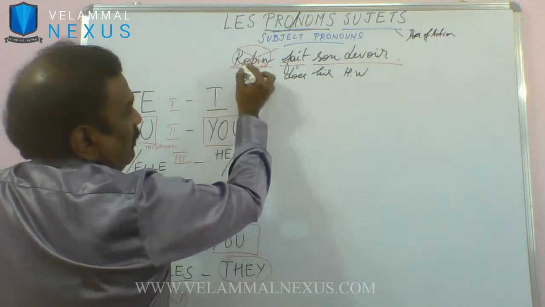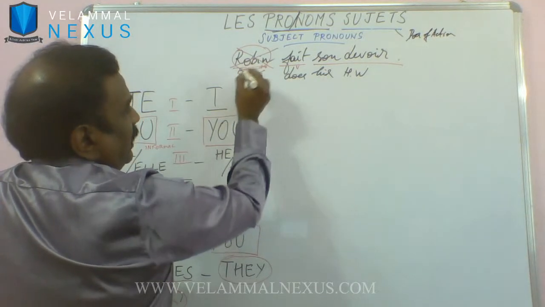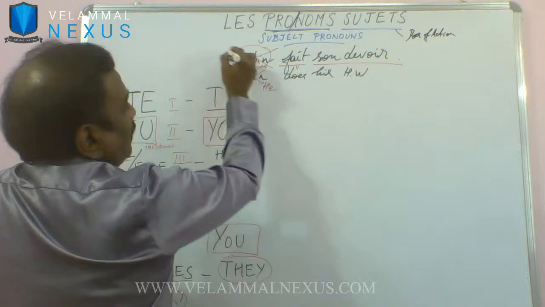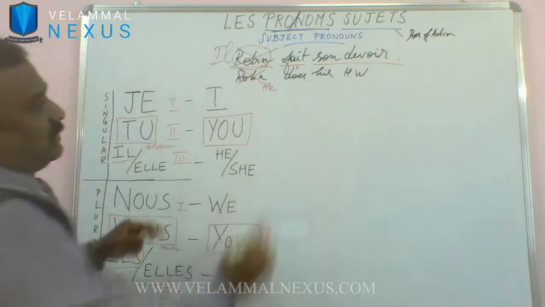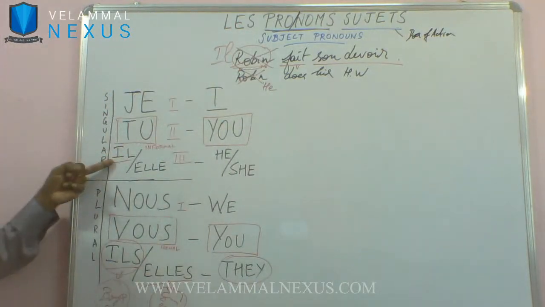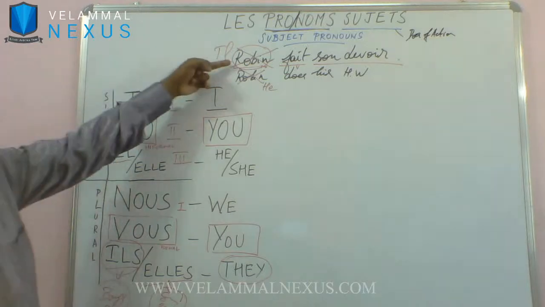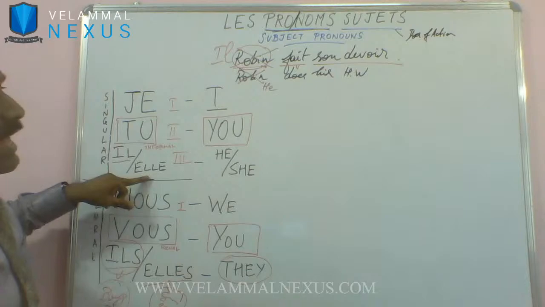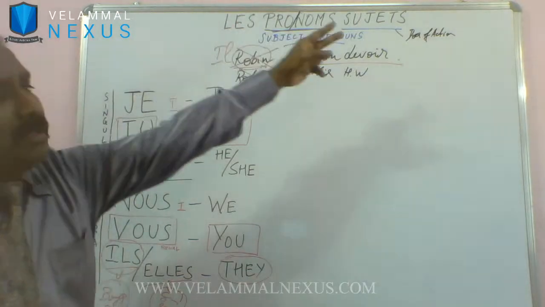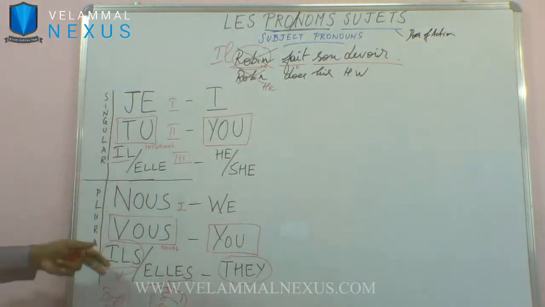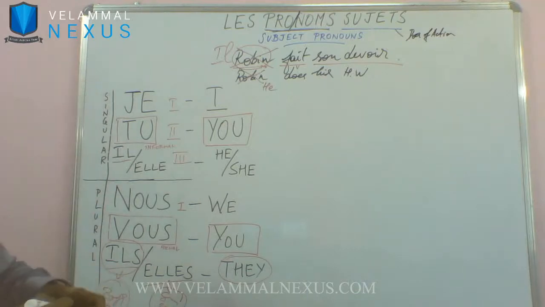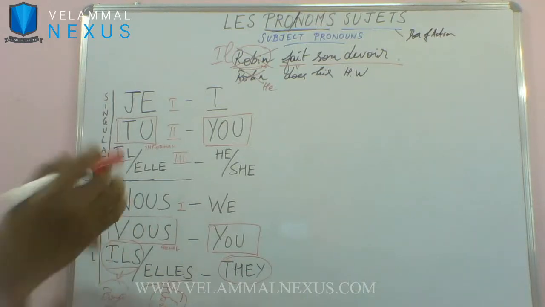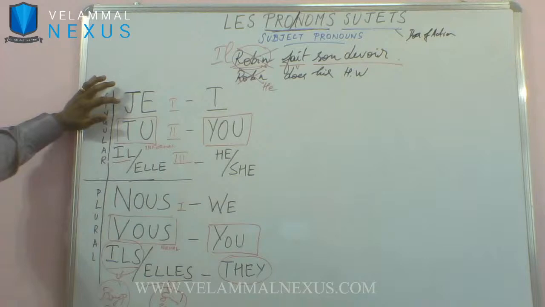So instead of Robin, in English we say he, and in French we say il. That's it. Robin is masculine, singular. If it's feminine, if it's a girl, Julie, you replace it by elle. So these are pronoms sujet. Okay? Come again once. Then we can get into the application, how it's applied there.